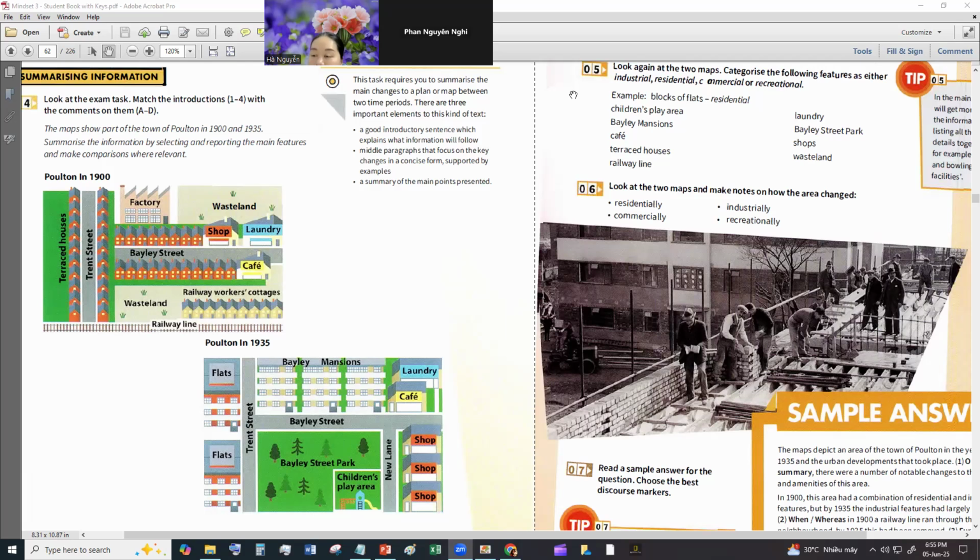Very good. And finally, recreational. There are children's playground and Bailey Street Park. Well done. You did it correctly.